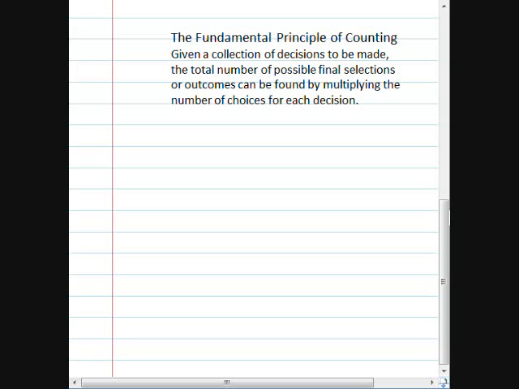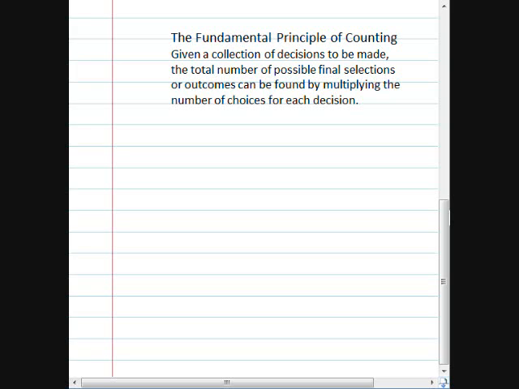Given a collection of decisions to be made, the total number of possible final selections or outcomes can be found by multiplying the number of choices for each decision. This is what we did in the previous example. When we were trying to count up the number of terminal nodes, which represent the number of selections or outcomes, we multiplied out the choices for each decision that needed to be made.